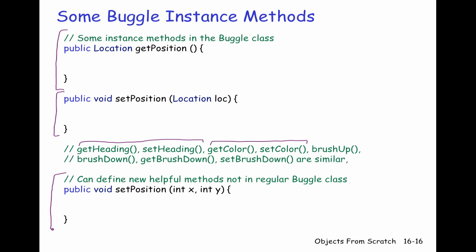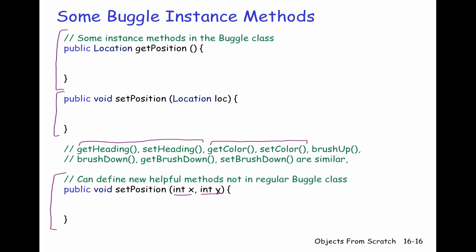So in this method called setPosition as well, we have a different interface, one that accepts the X and Y positions rather than accepting a location for the new location. And again, this does not appear in the regular Buggle contract, but now that we're familiar with how to write methods, we could, if we wanted to, add it to the Buggle implementation.